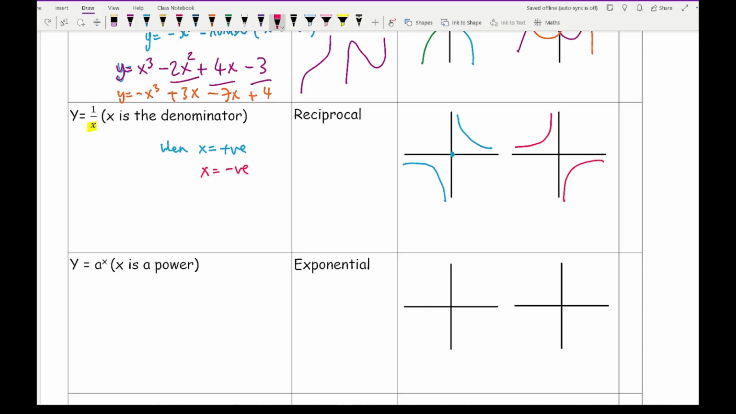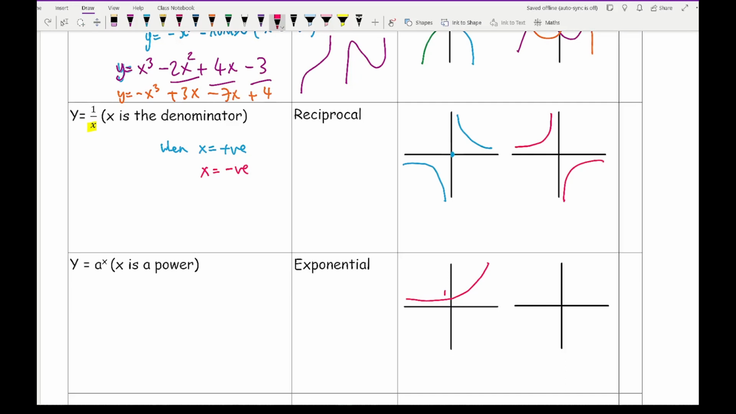And then looking at the last one, which tends to be on the higher, when x is a power, it's going to produce an exponential graph. So again, it's going to look something like this. So this is what an exponential graph is, and the key thing is it's always positive, and when x is 0, it's always going to cross through 1, because anything to the power of 0, if you know your indices, is going to equal 1. So the graph shape is going to look like that.